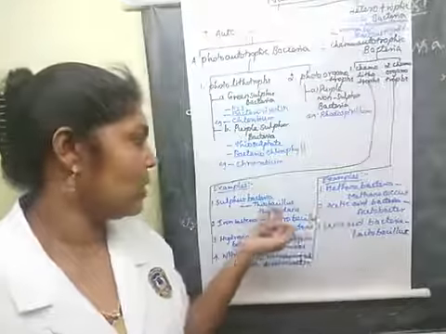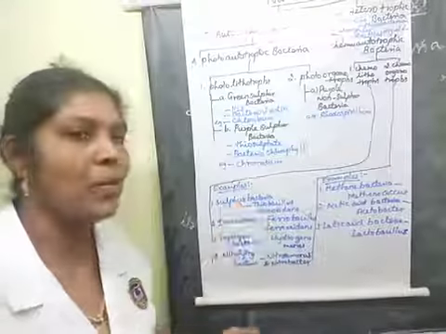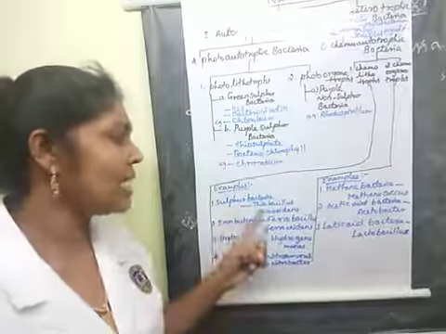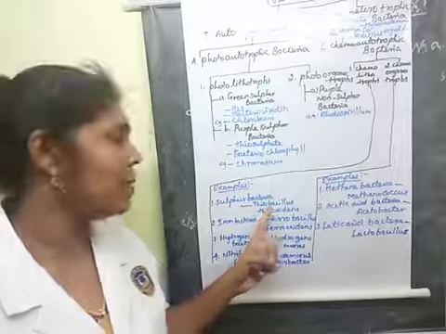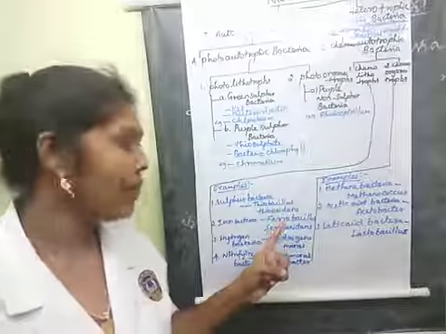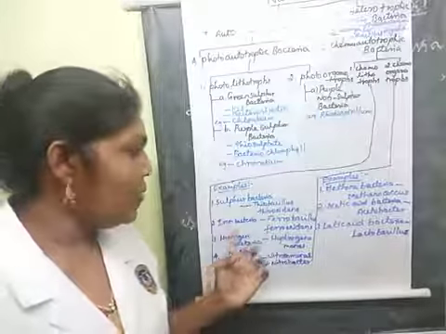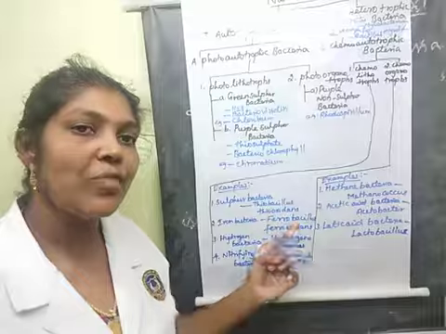Clear? Yes, good. So next, let us see the examples that come under chemolithotrophs. Sulfur bacteria, the bacterial species name is Thiobacillus thiooxidans. Iron bacteria, Ferrobacillus ferrooxidans.